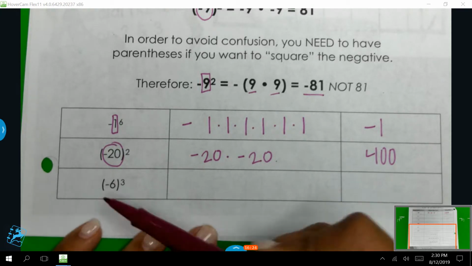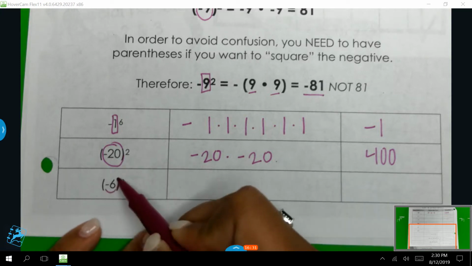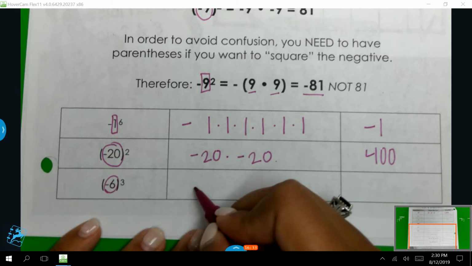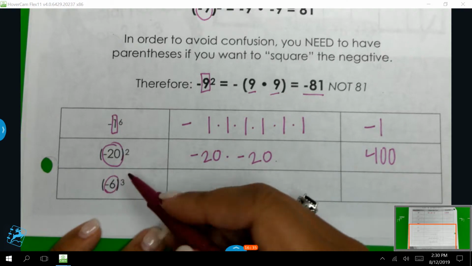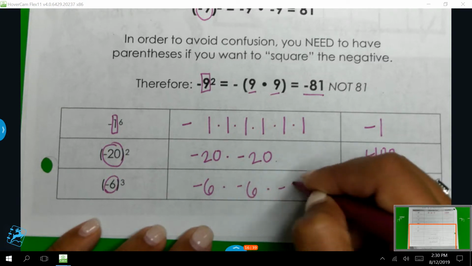Right now I have negative 6 to the 3rd power, or negative 6 cubed. So my base again is what? Negative 6. Since it's cubed, that means I'm multiplying it 3 times. So I have negative 6 times negative 6 times negative 6.